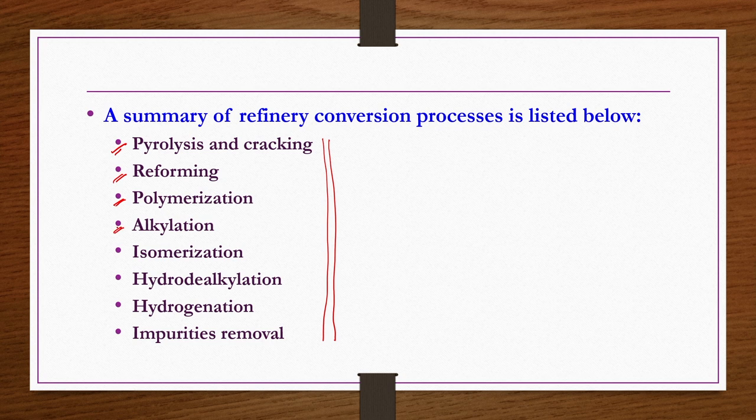Alkylation is also important, because when you do alkylation, branched paraffins are in general formed, and branched paraffins have a better octane number compared to normal paraffins. The same is true with isomerization. Hydro dealkylation is also required, as are hydrogenation and impurities removal. All of them are essential from the end product point of view, right? In a given refinery, all of them may not be involved.